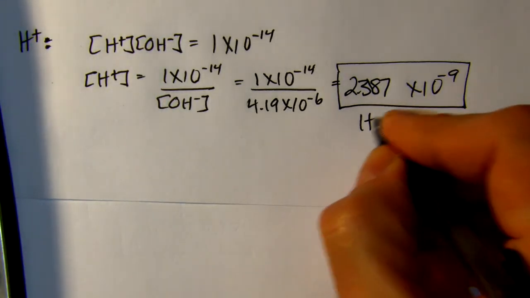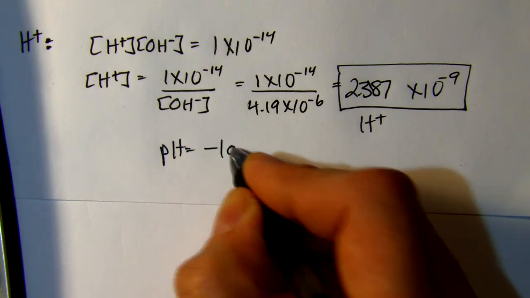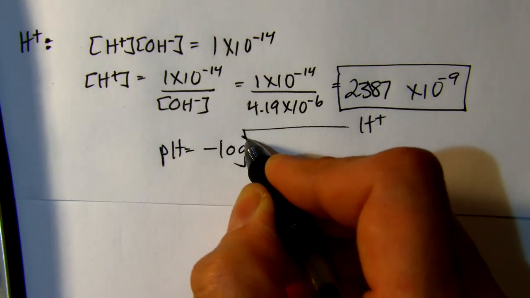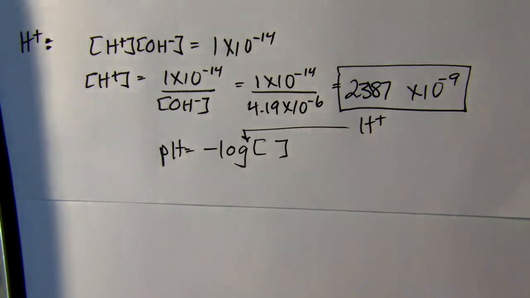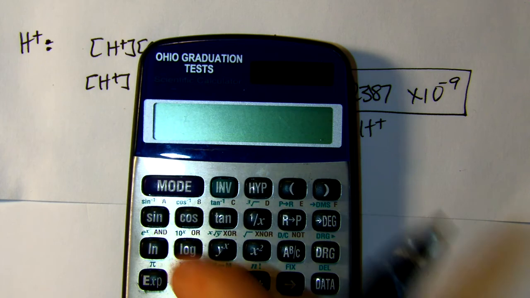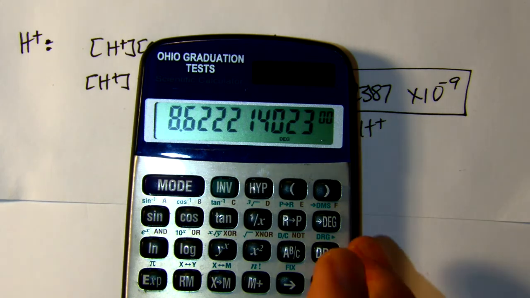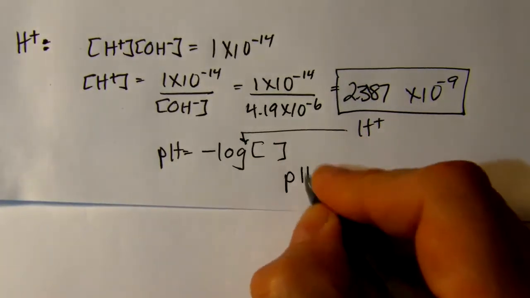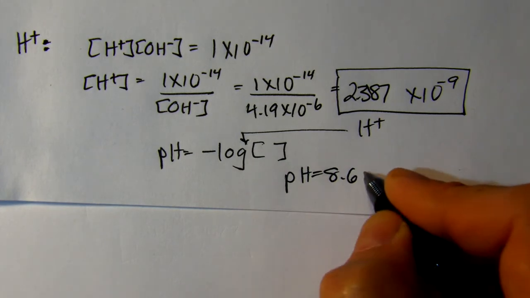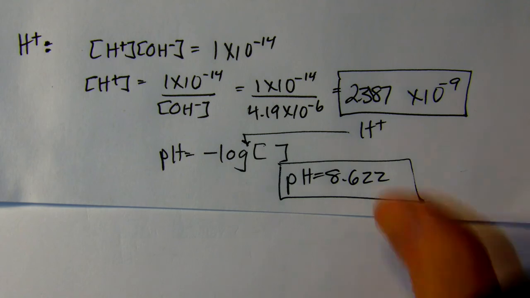That's a really, really, really small number. That's the H plus. By the way, we're looking for pH, so you take pH equals a negative log. And I'm not going to rewrite that number because I don't have time for that. Okay. But if I take the negative log, just push log, then negative. pH is 8.6. That's to the 0, so don't worry about it. pH equals 8.622. Okay?